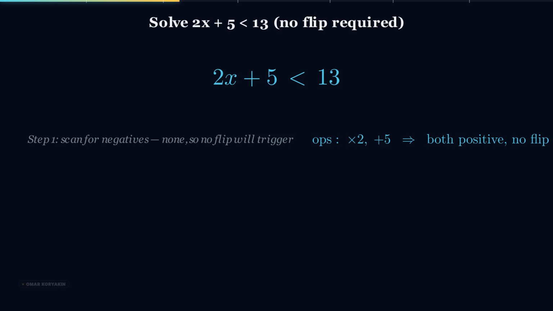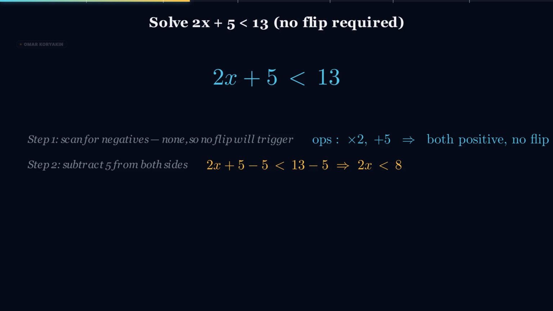The inverses are subtraction and division, in reverse PEMDAS order, subtraction first, because the addition was the outer layer. Step 2. Subtract 5 from both sides of the inequality. The left side becomes 2x plus 5 minus 5, which simplifies to 2x. The right side becomes 13 minus 5, which equals 8.